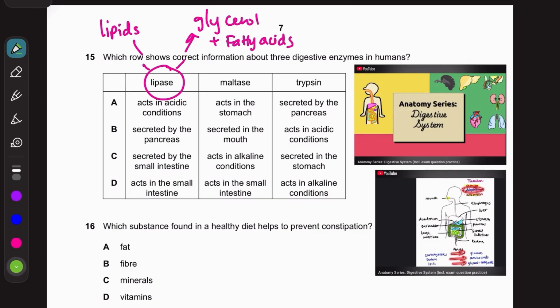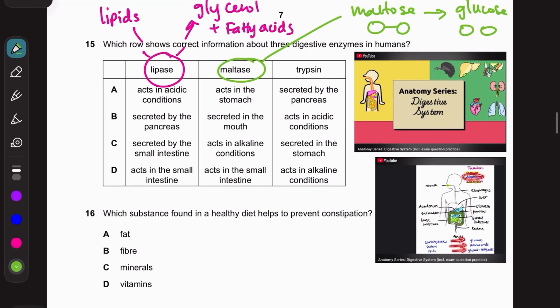And then let's talk about maltase. Can you tell me what maltase breaks down? Maltase breaks down maltose. Okay, and maltose, if you remember, is 2 glucose molecules joined together, and it breaks it down into what? Into glucose. So individual molecules of glucose. So that's what's going on. Okay. So anyway, let's answer the question now.